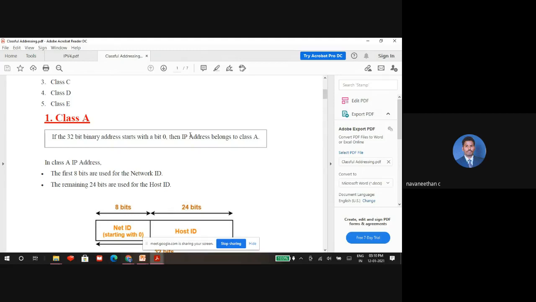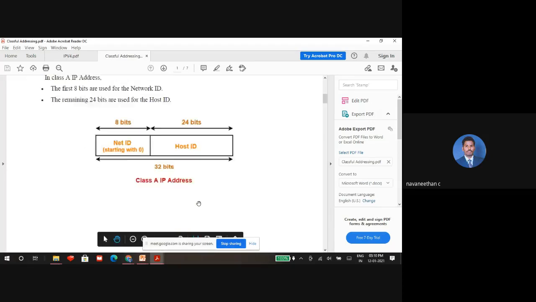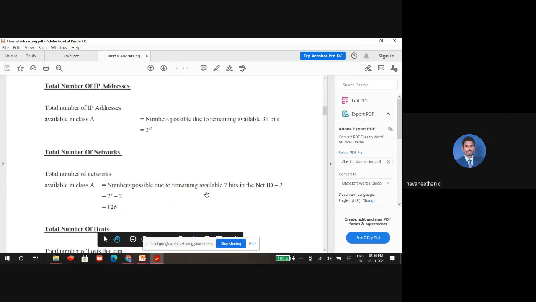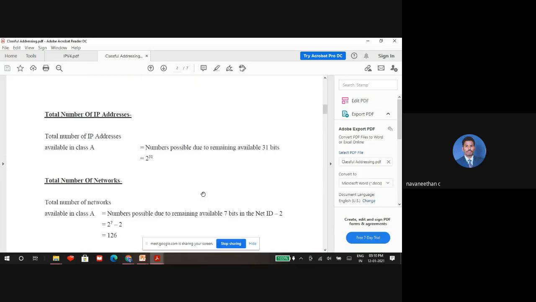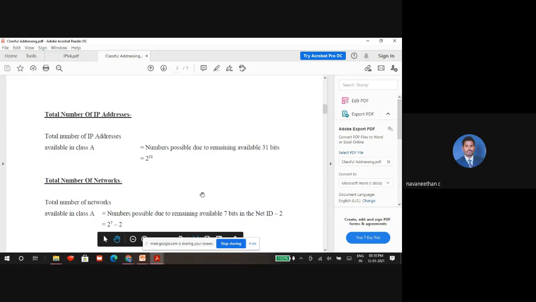The total size of IPv4 is a 32-bit address. With respect to class A address, the first byte represents net ID, and the remaining 3 bytes represent the host ID. So net ID is the first 8 bits, and the remaining 3 bytes are for host. Total size is 32. I have given some of the important points. If this is understood, class A, first byte is net ID, last 3 bytes host ID, then automatically we can find out the total number of IP addresses.